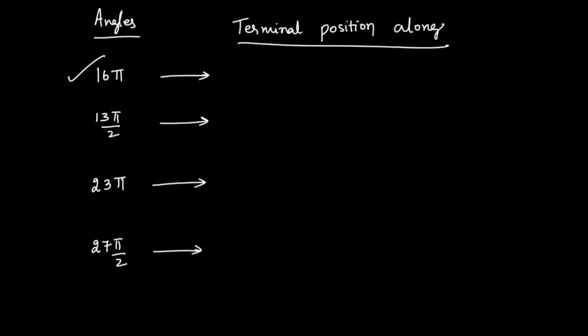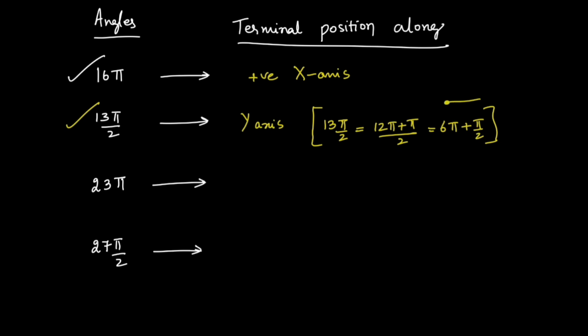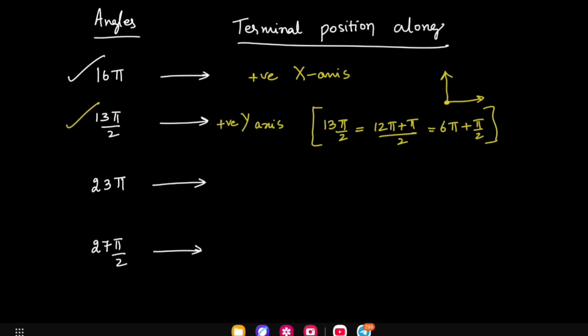So for this angle, what would be the terminal position? This is an even multiple of pi, so positive x-axis. For this angle, what would be the terminal position? It is an odd number into pi by 2, so we can just say it is along the y-axis. Now if they insist whether it is along the positive y-axis or negative y-axis, you have to do it like this. So even multiple of pi is 6 pi plus pi by 2. So this is along the positive y-axis.